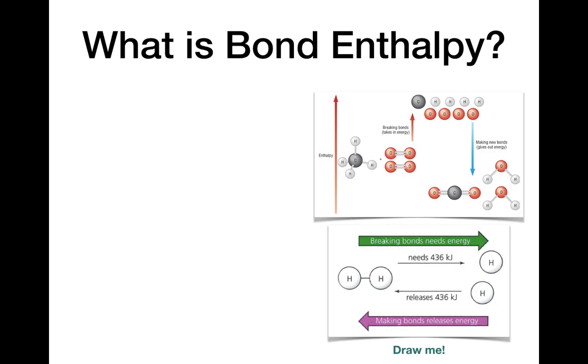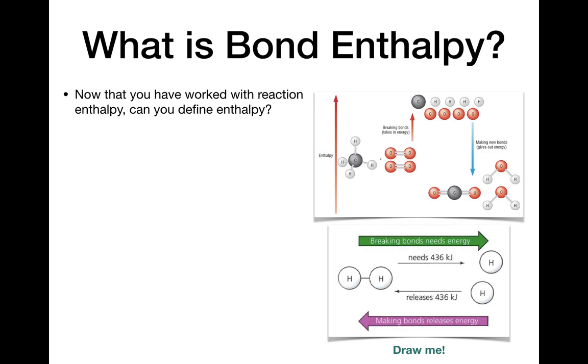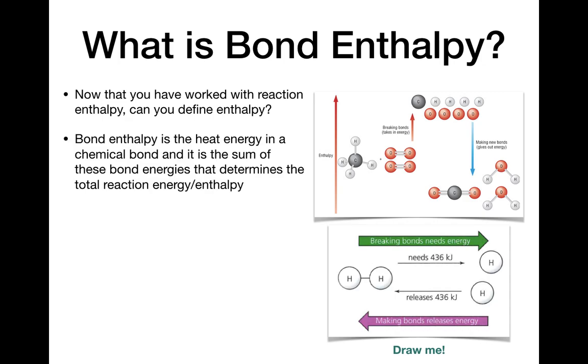Okay, so first things first, what is bond enthalpy? So we worked with reaction enthalpy already last lesson. Can you define the term enthalpy? So enthalpy is the heat energy of a reaction. So bond enthalpy is the heat energy of the chemical bond. And it's the sum of those bond enthalpies, those bond energies, those 2 terms are synonymous, that determines the total reaction energy, total reaction enthalpy. Again, energy and enthalpy in this case mean the same thing.